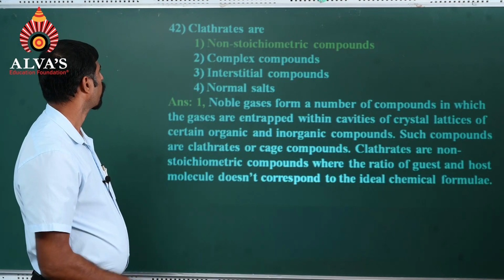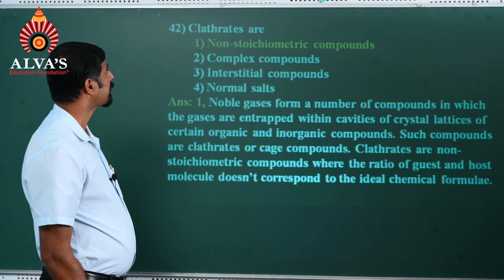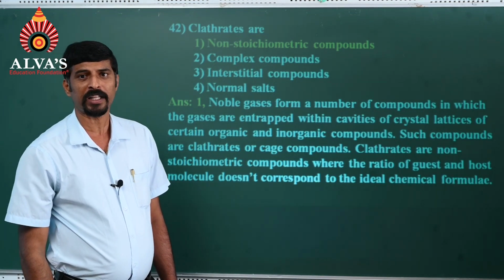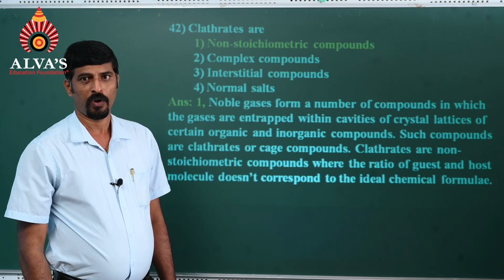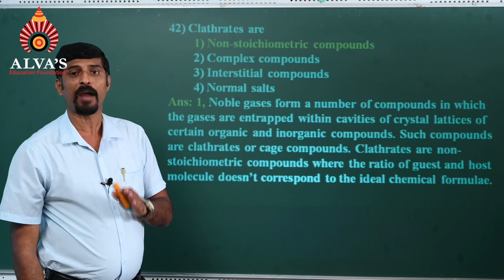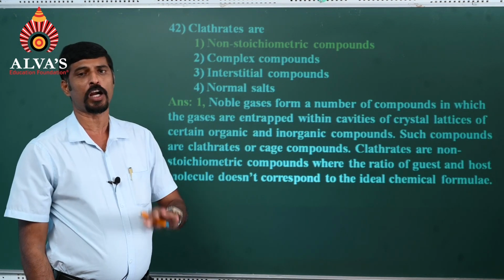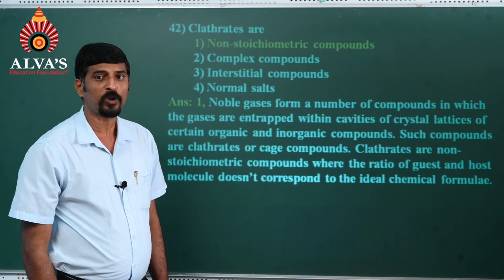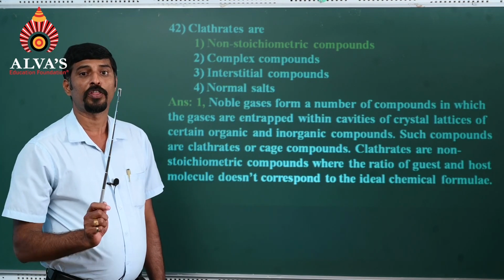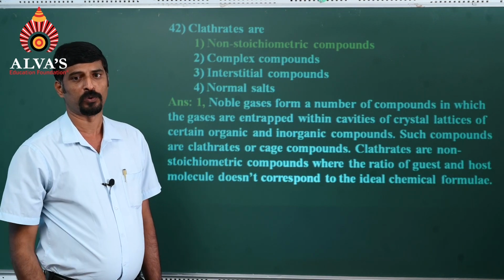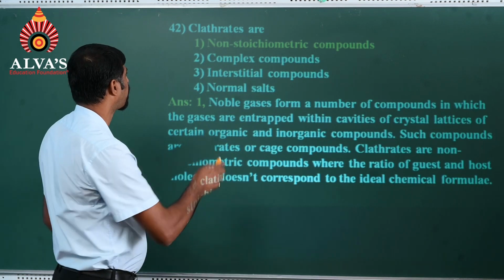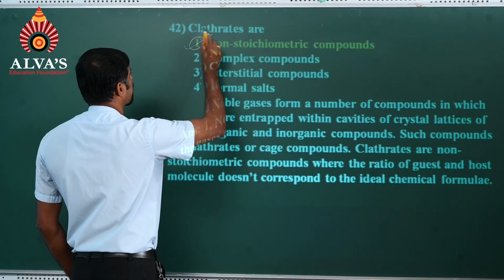Next question. Question number 42. Clathrates are. What are these clathrates? Clathrates are nothing but cage compounds, where the noble gases are trapped in the cavity of organic or inorganic compounds, and these compounds are called clathrates. Clathrates are non-stoichiometric compounds. Therefore, option first is the right answer.